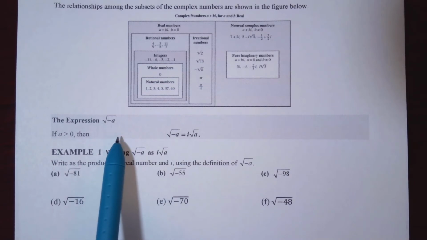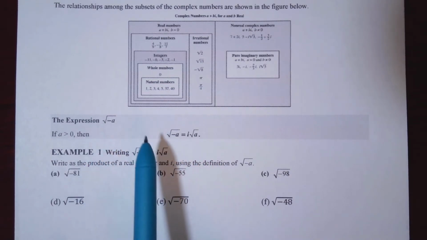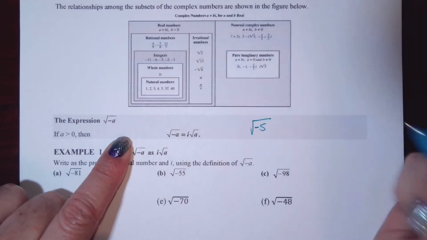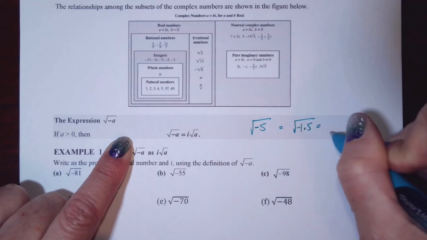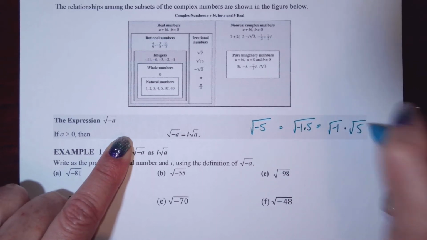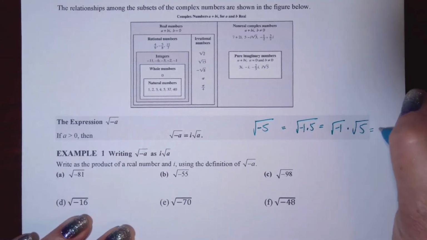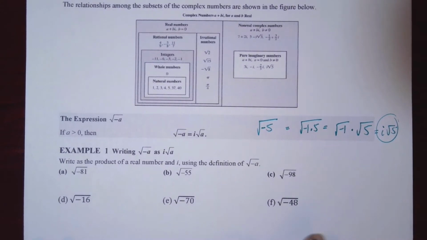When we have this expression, square root of -a, how do we deal with it? Well, for example, square root of -5, that's the square root of -1 times 5, which I could rewrite as square root of -1 times square root of 5. And by definition, square root of -1 is i. So this would be i square root of 5. That's how we would simplify that.